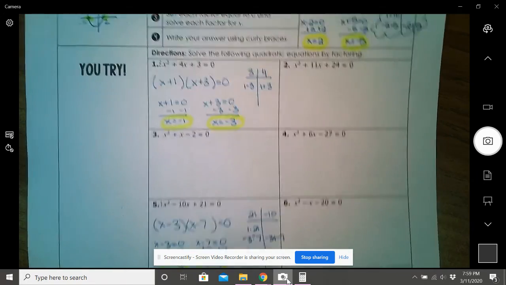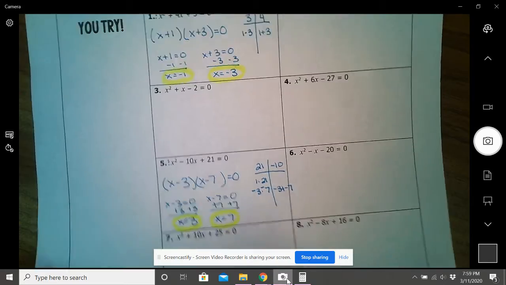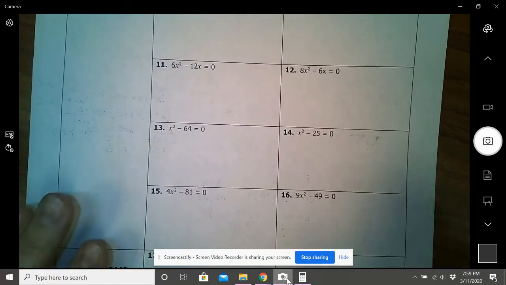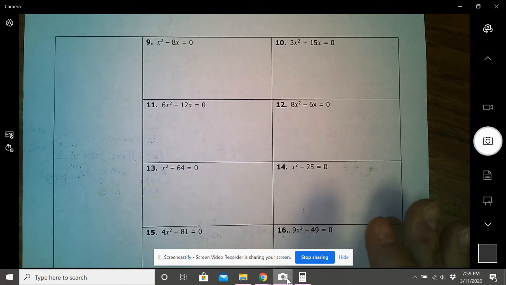Okay, I want to flip over because all of these front problems are shortcut trinomials. So there are different types of problems on the back. A few of them here are just GCF problems. A few of them here are difference of squares problems. So I want to hit a couple highlights. Take a look at number 9.